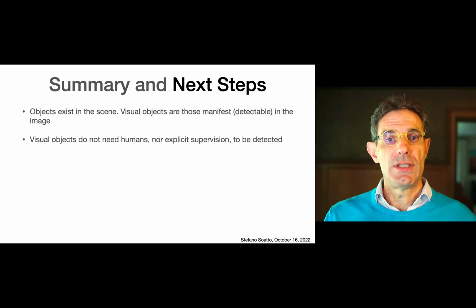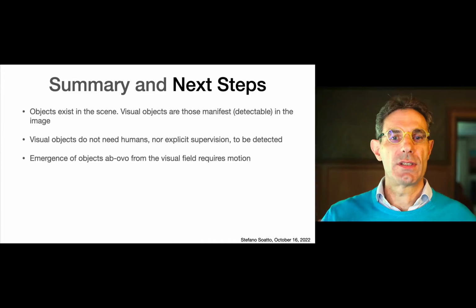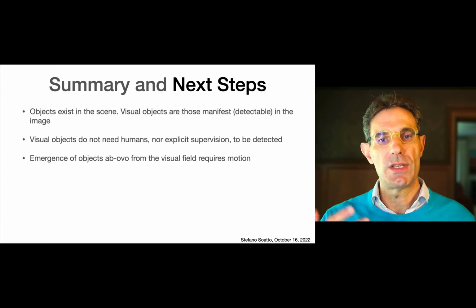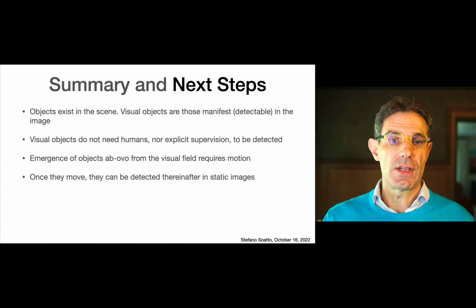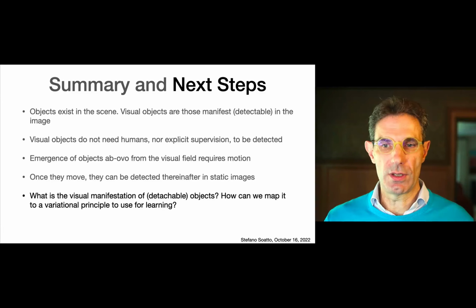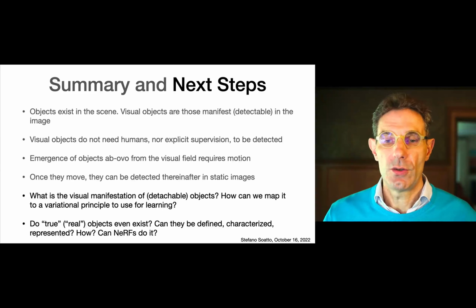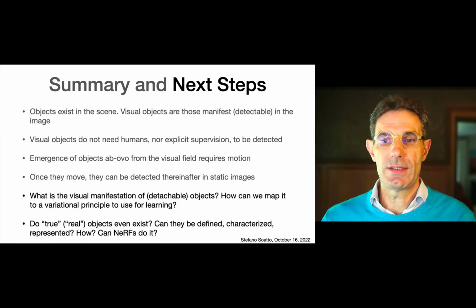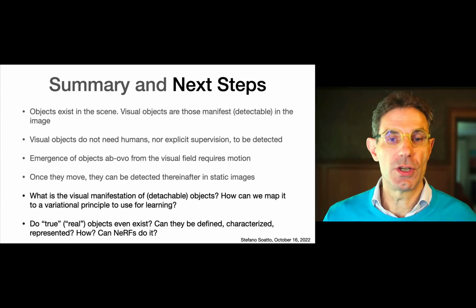Next, I would like to turn these ideas, that objects exist in the scene, that they need to move, that occlusions inform the partition of the image based on the topology of the scene, into variational principles that you can use for learning. And also later, I would like to ask the question, well, since objects exist in the scene, is there a true scene? Is there a physical scene? What is that? Can I learn that? And how? And do NeRFs have to do with that?